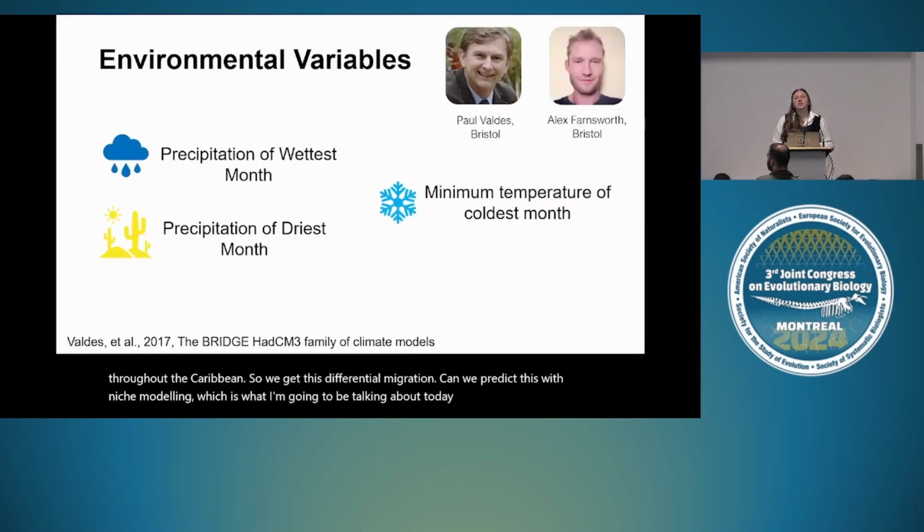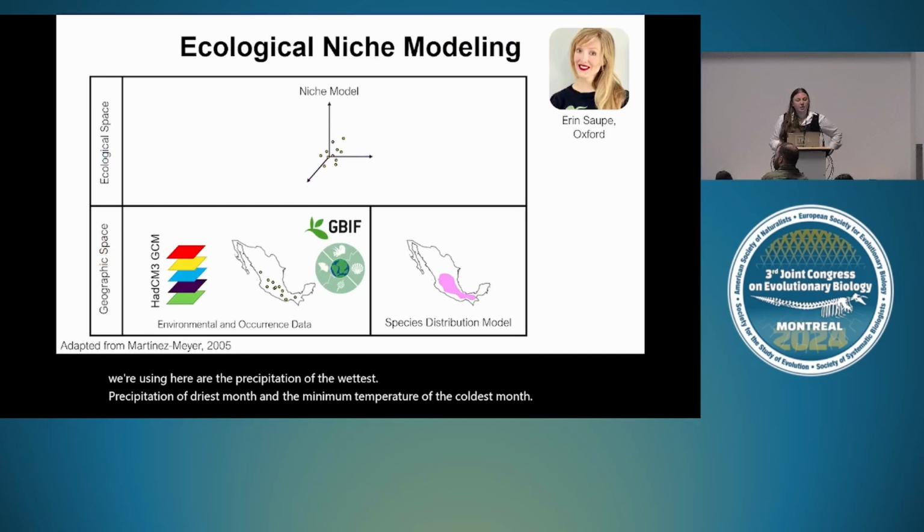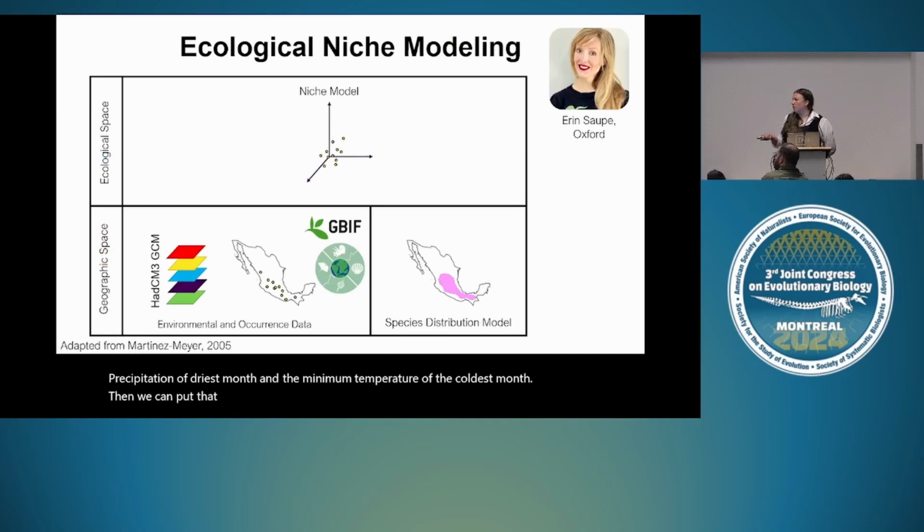So in order to make a niche model, you need some sort of environmental data, and in this case, we're getting that from the general circulation model created by the group at Bristol. And the 3 parameters we're using here are the precipitation of the wettest month, precipitation of the driest month, and the minimum temperature of the coldest month. Then we can put that into our niche model, and we also need some occurrence data.